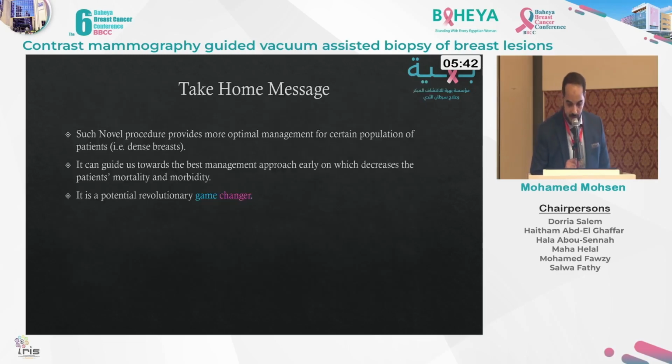To conclude the take-home message, such a novel procedure provides more optimal management for certain populations of patients, which are patients with dense breasts. It can guide us towards the best management approach early on, which decreases the patient's mortality and morbidity. It is a potential revolutionary game changer.